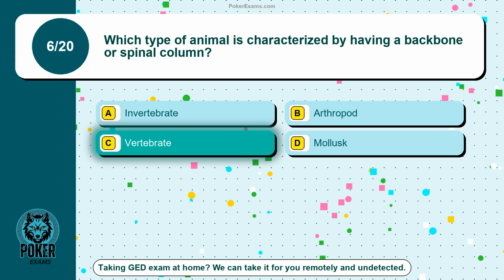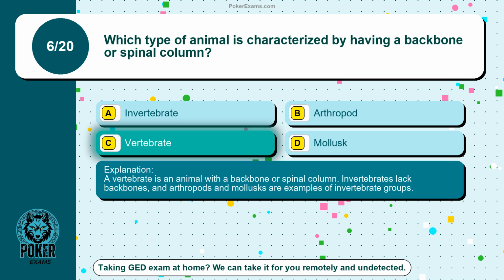The correct answer is option C, vertebrate. A vertebrate is an animal with a backbone or spinal column. Invertebrates lack backbones, and arthropods and mollusks are examples of invertebrate groups.